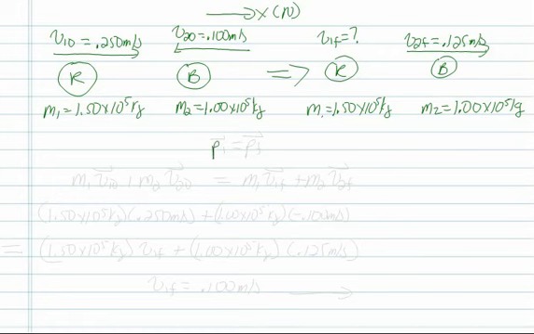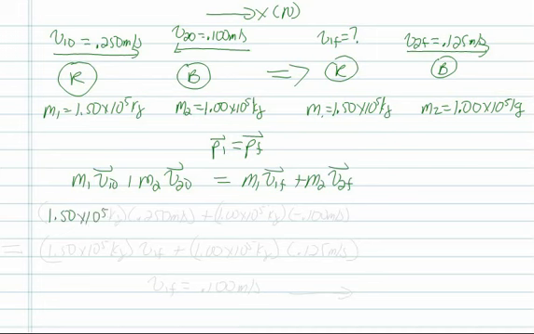So let's write PI equals PF. Two objects colliding. M1 V1 initial plus M2 V2 initial is the initial momentum. The final momentum is M1 V1 final plus M2 V2 final. So we just have to put all the numbers in, and this is where it takes a little bit.